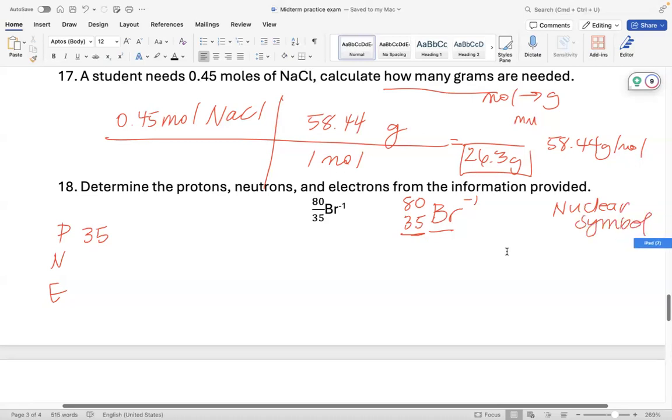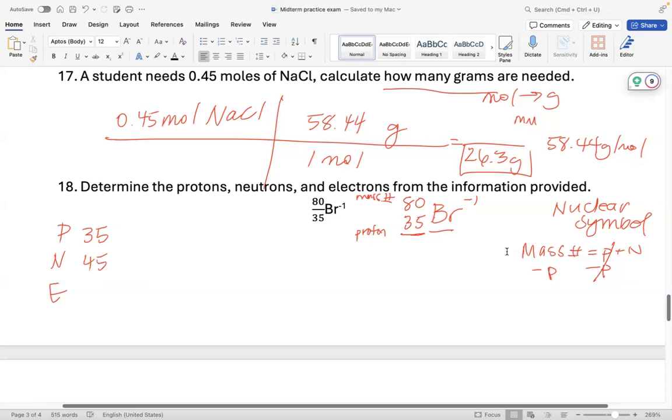Okay. Then our neutrons: our mass number equals protons plus neutrons. So our mass number is in the top right here. So we can solve for it by subtracting our protons from it, since that's what we know we have. So neutrons is going to be mass number minus protons. So 80 minus 35, which is 45.